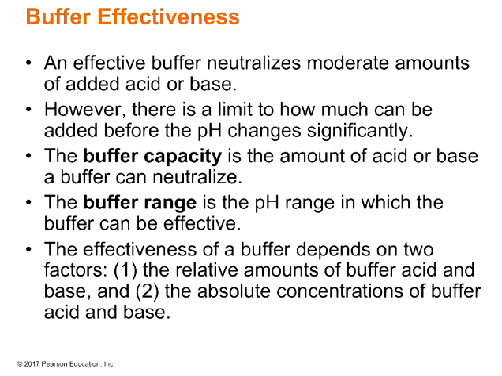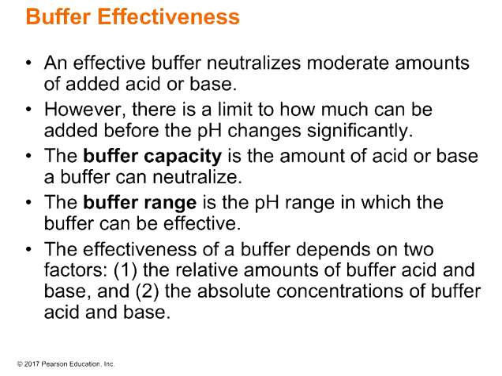So let's talk about buffer effectiveness. An effective buffer neutralizes moderate amounts of added acid or base. However, there is a limit to how much can be added before the pH changes significantly. So if we add way too much acid or way too much base, we're going to overwhelm the buffer. And again, we only have so much weak acid and its conjugate base, or weak base and its conjugate acid. So eventually we're going to run out of weak acid or weak base, and we can no longer neutralize any added acid or base.